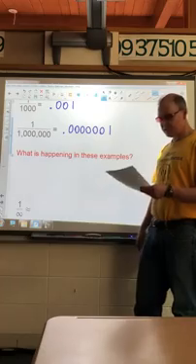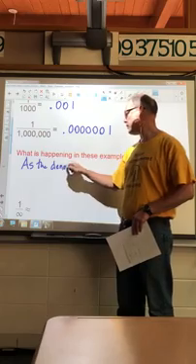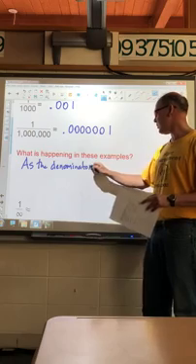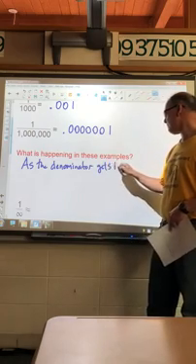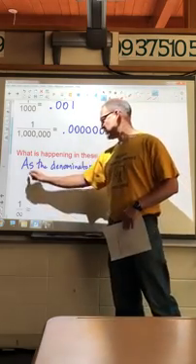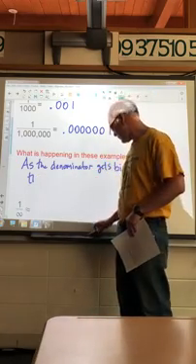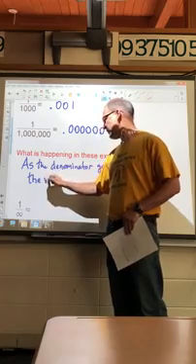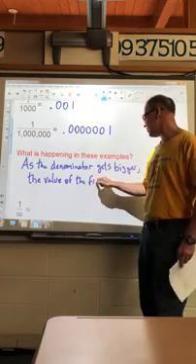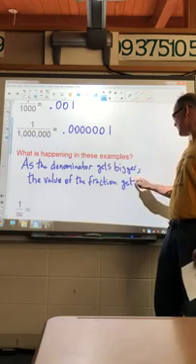What is happening in these examples? As the denominator gets bigger, the value of the fraction gets smaller.